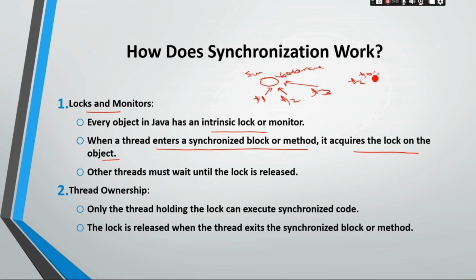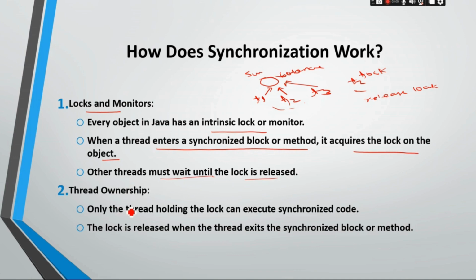Once T2 has the lock, it completes its operation and then releases the lock. After that, only T1 or T3 will get the chance. I hope you have got the idea about locks. Other threads must wait until the lock is released, and after that they can get a chance.